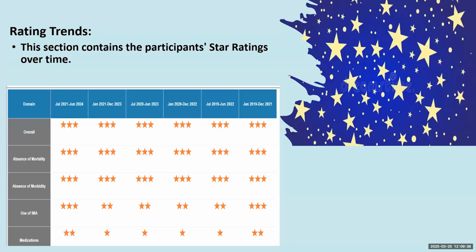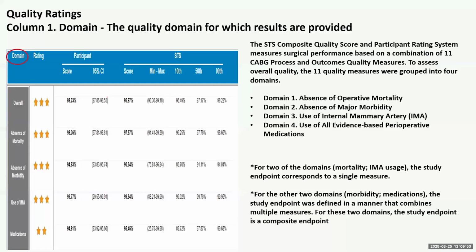And then your rating trends over time, you can just say, okay, this is what I did this year and the year before, and you can get an idea of how things are going and where your star ratings are going. So that's that section. Now we're going to dive deeper into that section to talk about what each of these things mean.